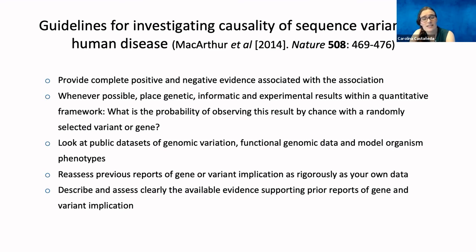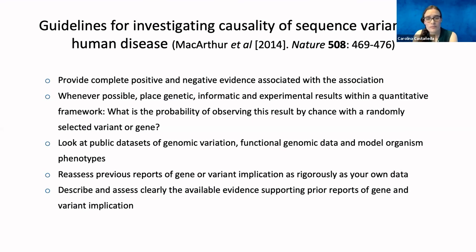And this is very important because we are prone to bias. So when you try to make your experiments and your analysis more quantitative, then you can control for that. Look at public data sets of genomic variation, functional genetic data, and model organism phenotypes, so you can confirm that what you're observing is also repeated in these model organisms, for example. Reassess previous reports of gene or variant implications and rigorously assess your own data; not because it's published, accept that it's real. And describe and assess clearly the available evidence supporting prior reports of gene and variant implication.